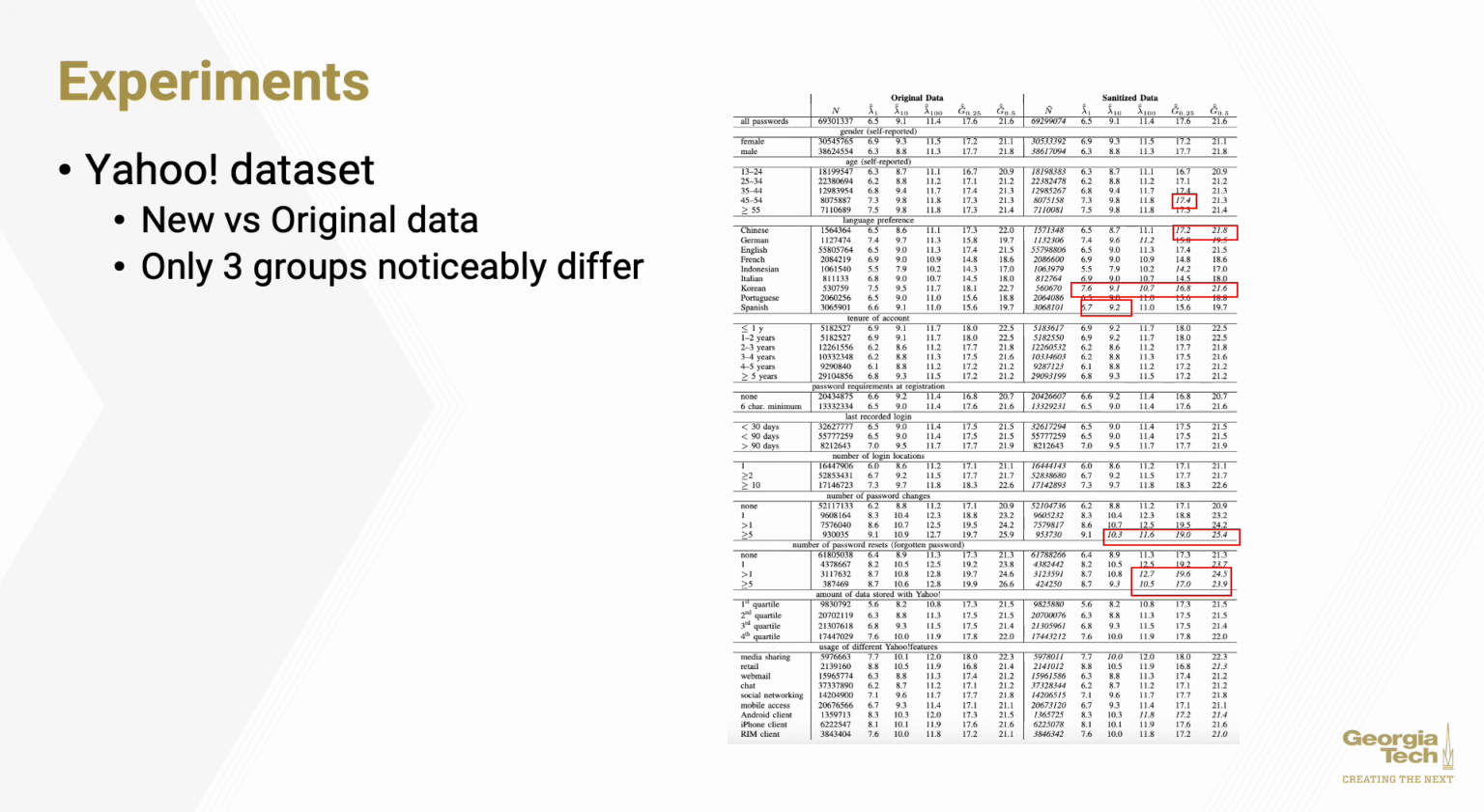Of the 52 distributions published, all but 3 showed virtually indistinguishable results from those of the original analysis. In all three of those groups where there were more noticeable differences, the group sizes were comparatively small, all less than 1 million users. Those three groups being Korean language users, users with more than 5 password resets, and users with more than 5 password changes.